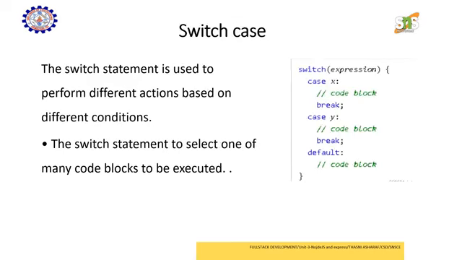Next, we are switching over to the switch case statement. The switch statement is used to perform different actions based on different conditions. The switch statement selects one of many code blocks to be executed. For example, I'm giving the expression for switch, the expression you can mention. And case 1 will have a code block, my action, then break. Case 2, I'm declaring the code, and then break, else it will print the default code.